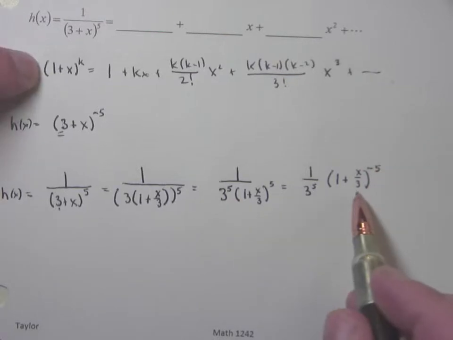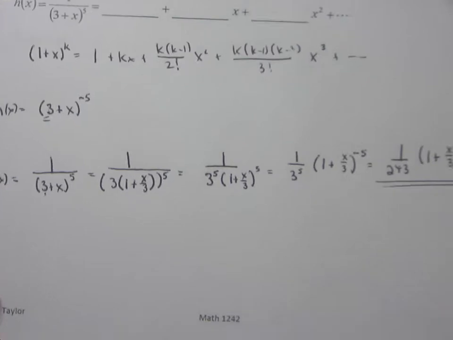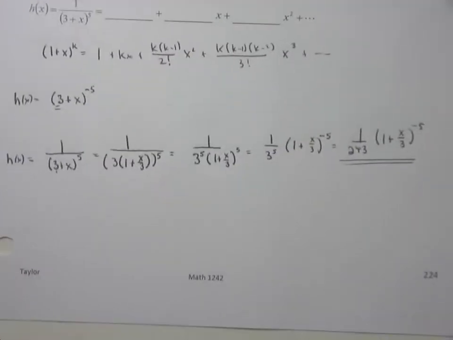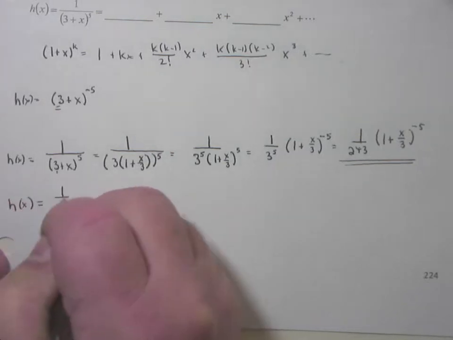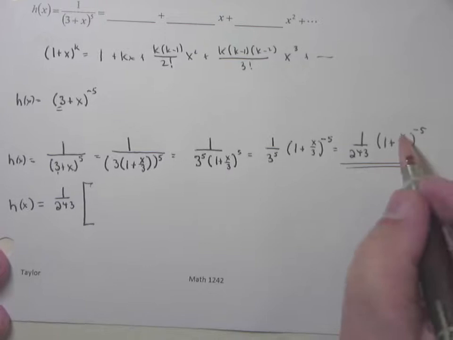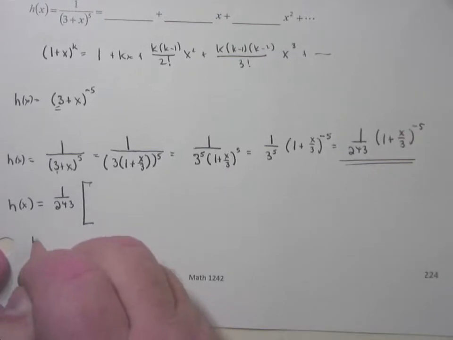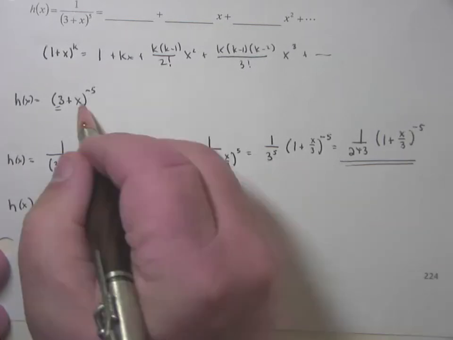And this is of this form right here. You do have a function out front. What is 3 raised to the 5th? That is 243. So this is 1 over 243 times 1 plus x over 3 to the negative 5. So now that I analyze this part, I can tell you that h of x is going to be equal to 1 over 243. And now I'm just leaving my constant out front, bracket. Now with this particular form, I can tell you that k is my power. It's equal to negative 5. And instead of x, what do I have?